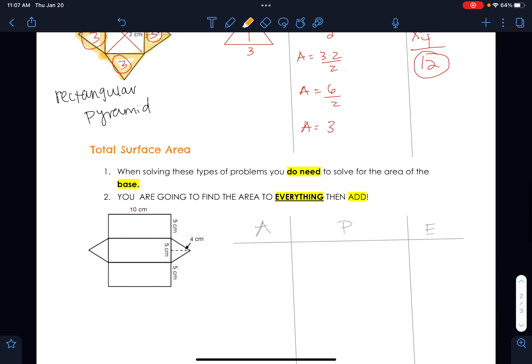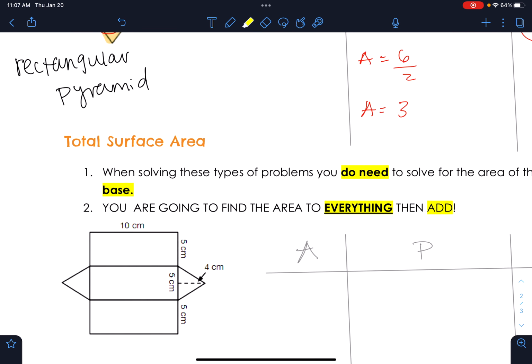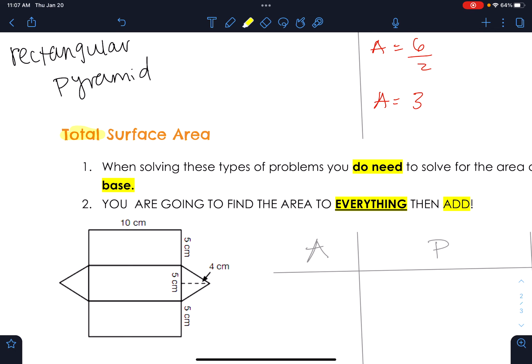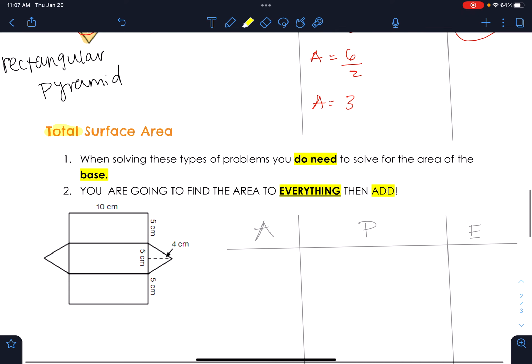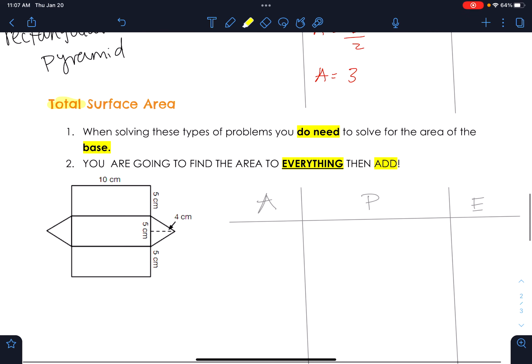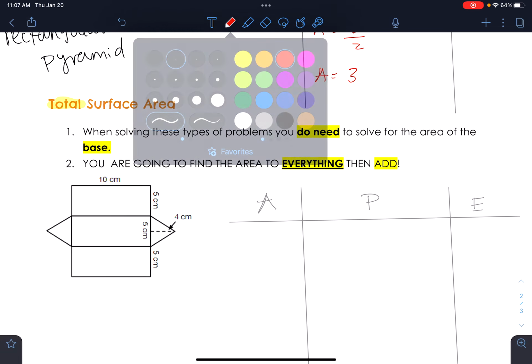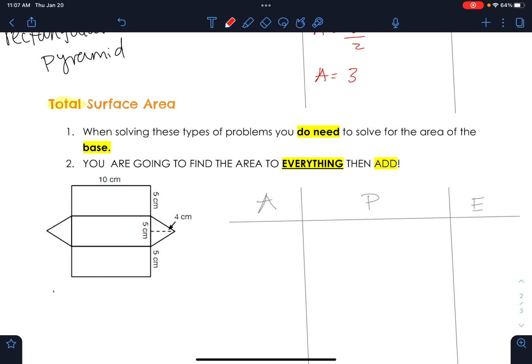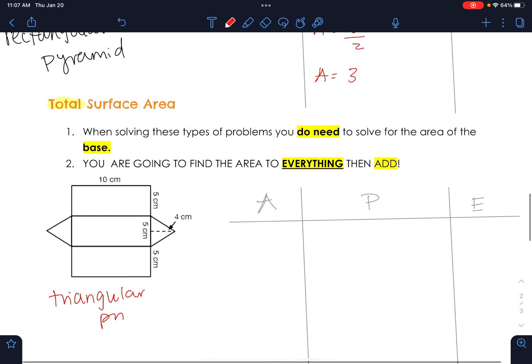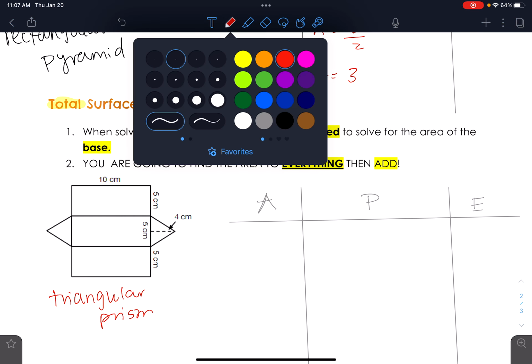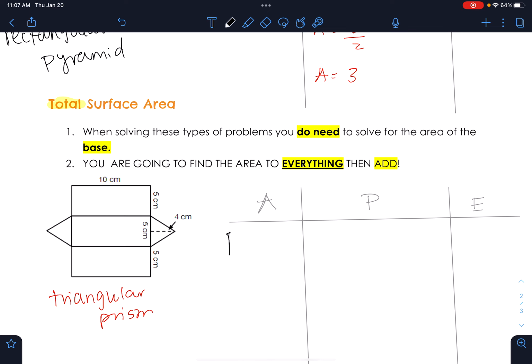And the last thing we're going to go over is total surface area. The word total means everything, so you know you need to add everything. When you solve for these problems, you do need the base to solve them. Here we have a triangular prism. So our bases are the triangles, but since we need them, I don't need to mark them. I'm just going to solve for all the shapes I see. I'm going to solve for the rectangle first because that's easier for me to do.